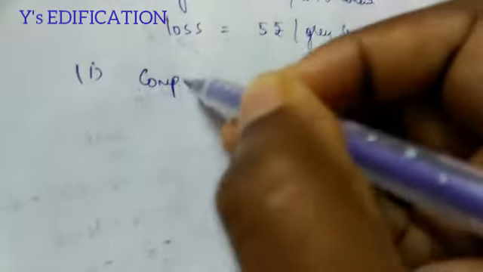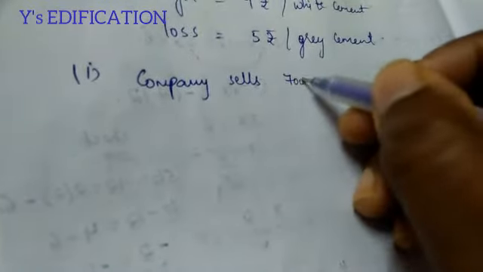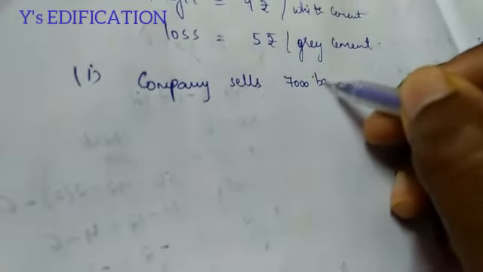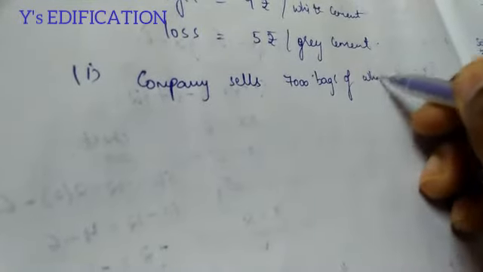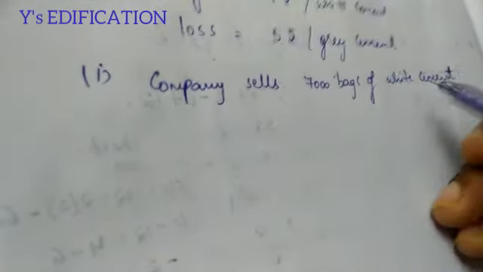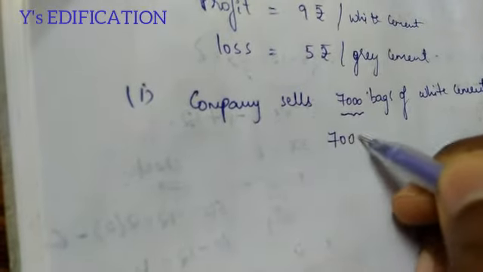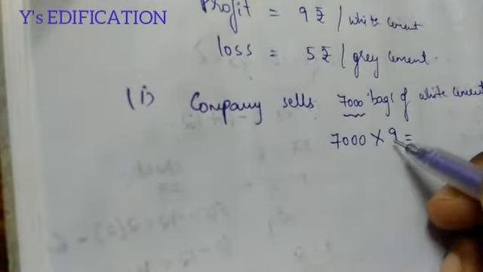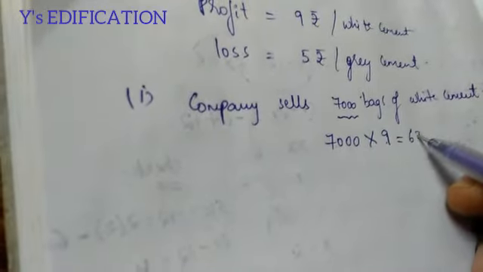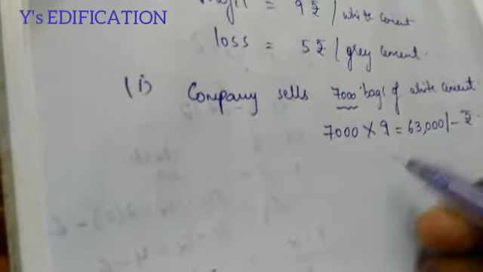So let's write down, company sells 7,000 bags of white cement. For every one bag they'll get a 9 rupees profit. So for 7,000 bags, how much profit will they get? 7,000 into 9. What is 7 into 9? 63. So 63,000 rupees is the profit they will get for selling white cement.